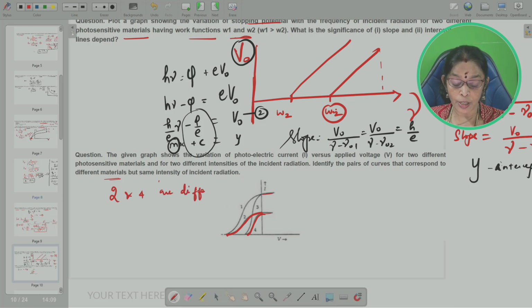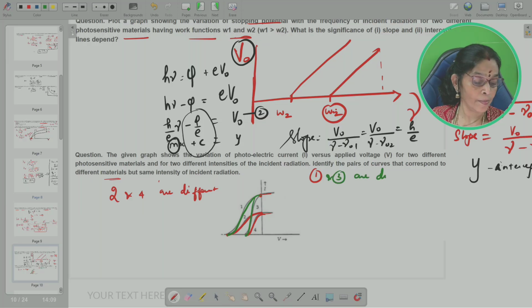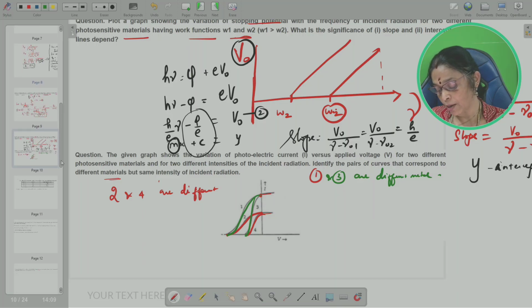Why? Because the stopping potential is different. Similarly, this is 1 and this is 3. So 1 and 3 are different metals. You got it, children? Different stopping potential, different metal, that's all. So we have done all that.